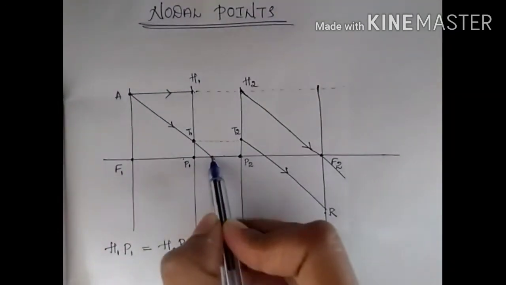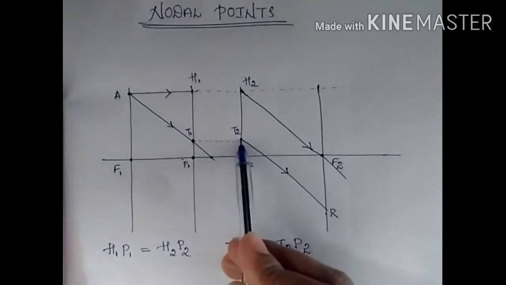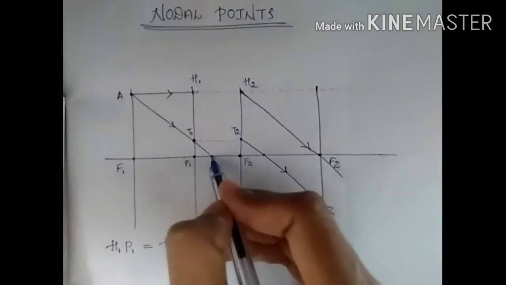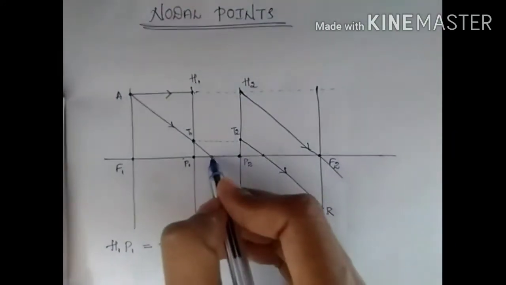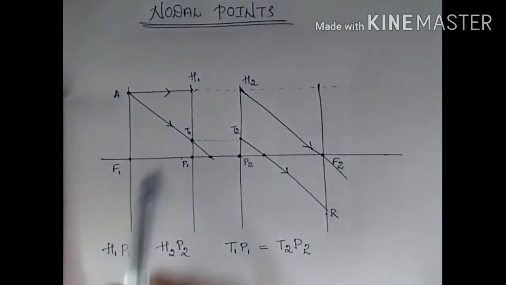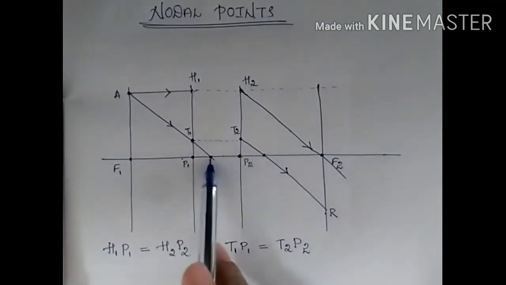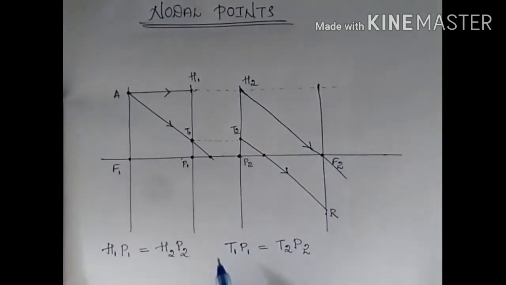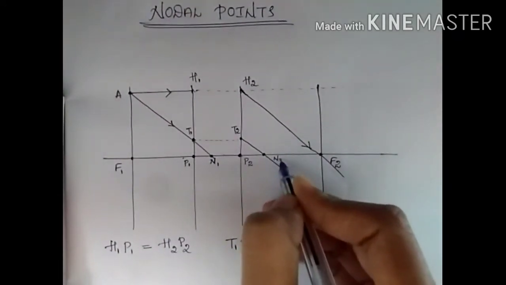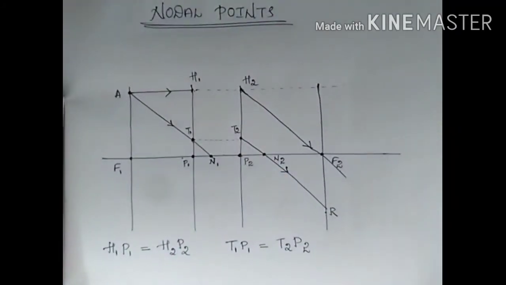So the point of intersection of the ray AT1 and the point of intersection of ray T2R on the principal axis will give the nodal points. So these two are the nodal points. These 2 points are formed by the intersection of the ray AT1 and ray T2R. These 2 points are known as nodal points. So let us name these points as N1 and N2. So N1, N2 are the nodal points.